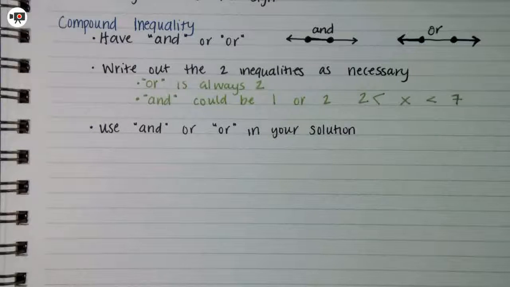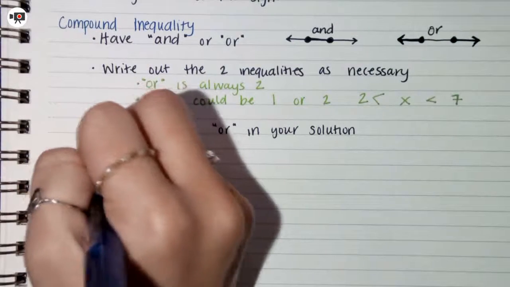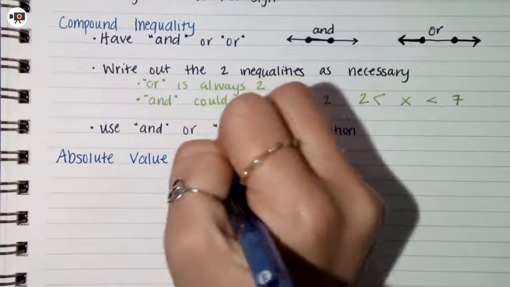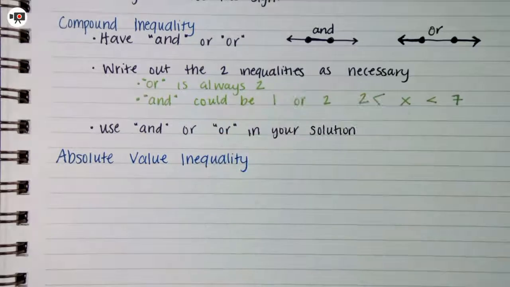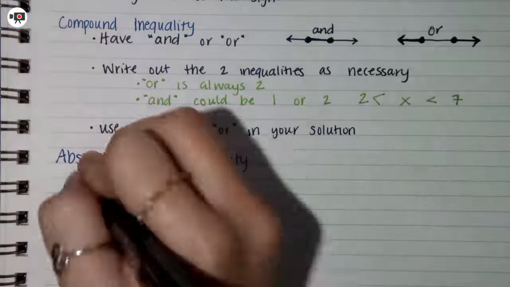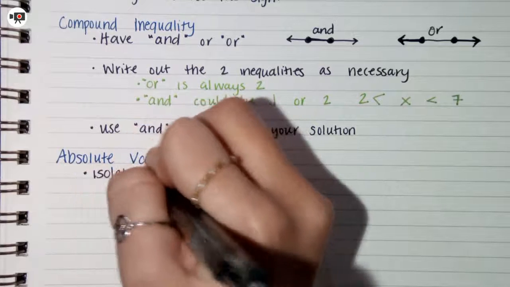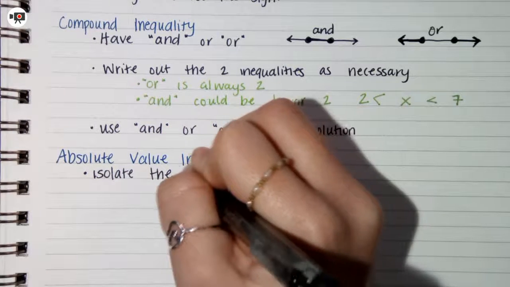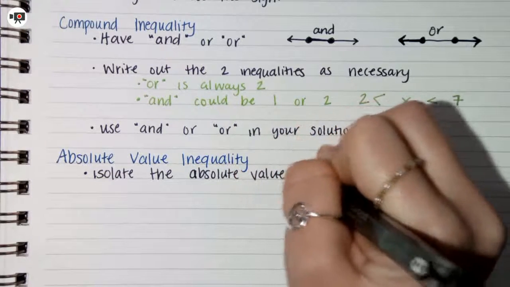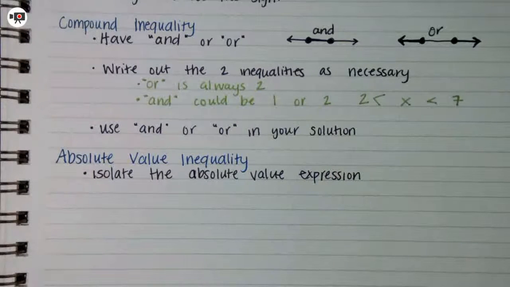Alright, and if we have an absolute value inequality, that's what we've been doing most recently. You need to get your absolute value expression by itself. So we'll say isolate the absolute value. Get the absolute value by itself.